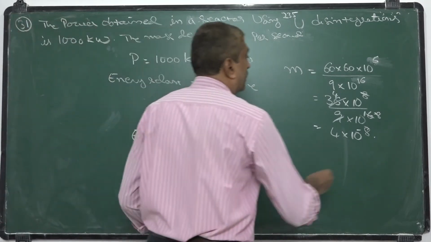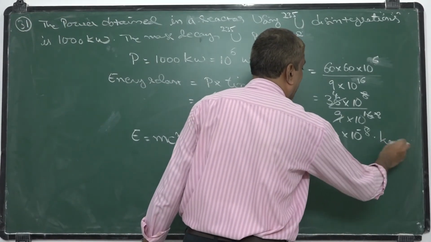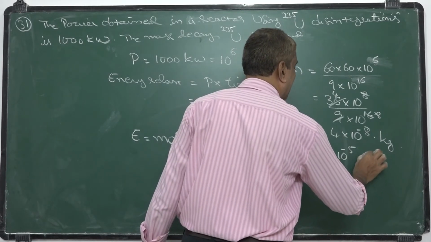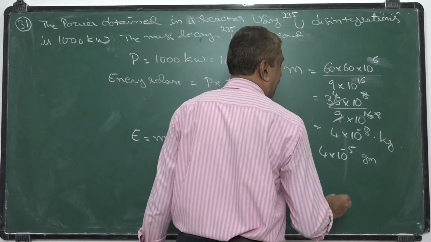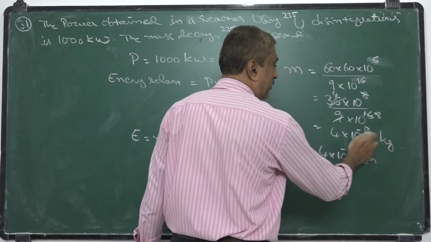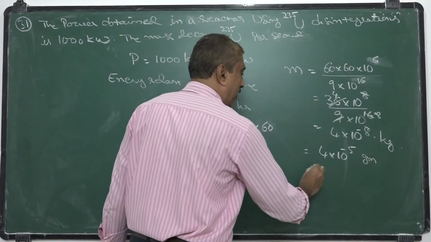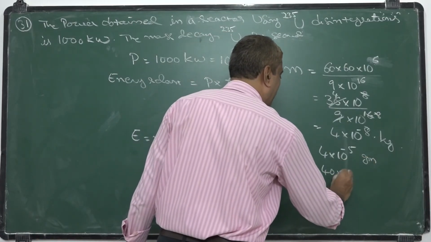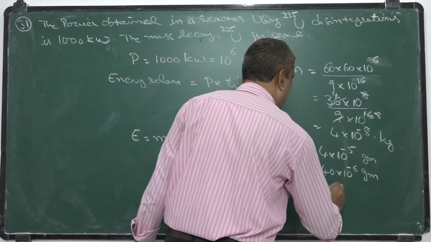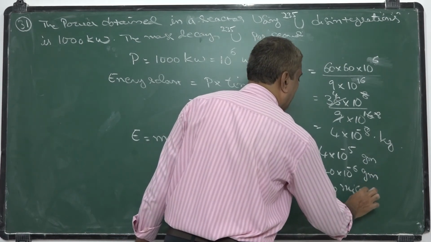Okay, so this is in kg. So that is 4 into 10 to the power minus 5 gram. Removing this k, we will get it in gram. That is, we can write it as 40 into 10 power minus 6 gram. So this is 40 microgram.